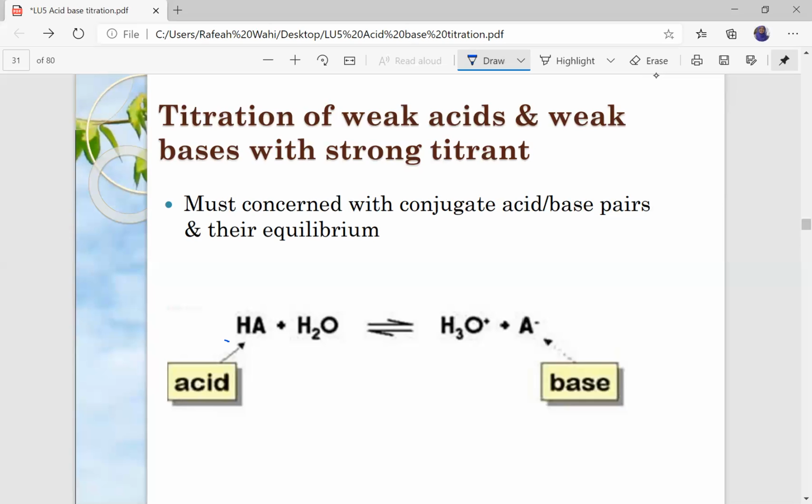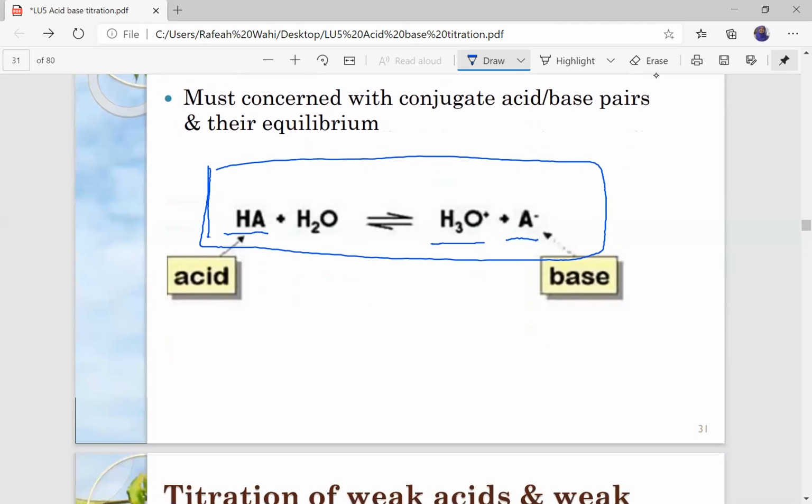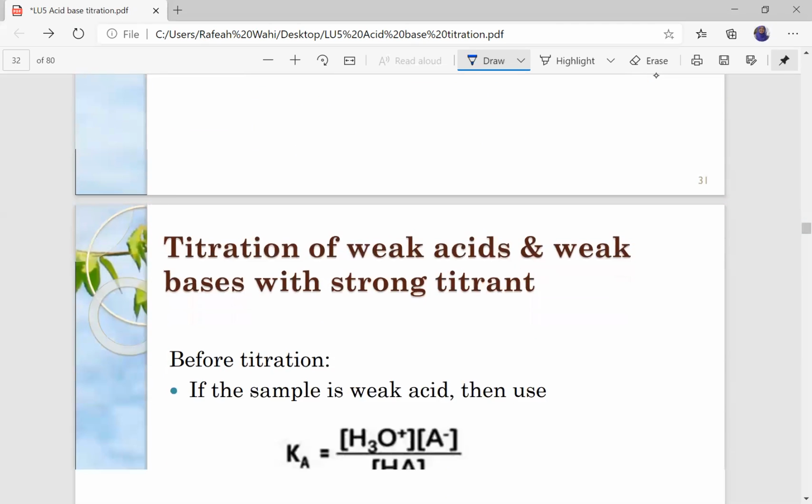Let's say you have a weak acid HA that dissociates in water to form hydronium ion and its conjugate base. So this is a dissociation reaction that we have commonly seen in learning unit 4, which is acid-base equilibria.